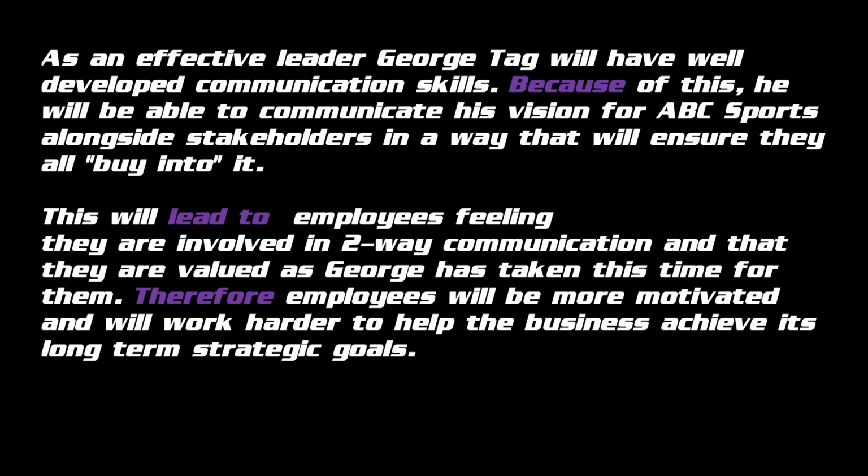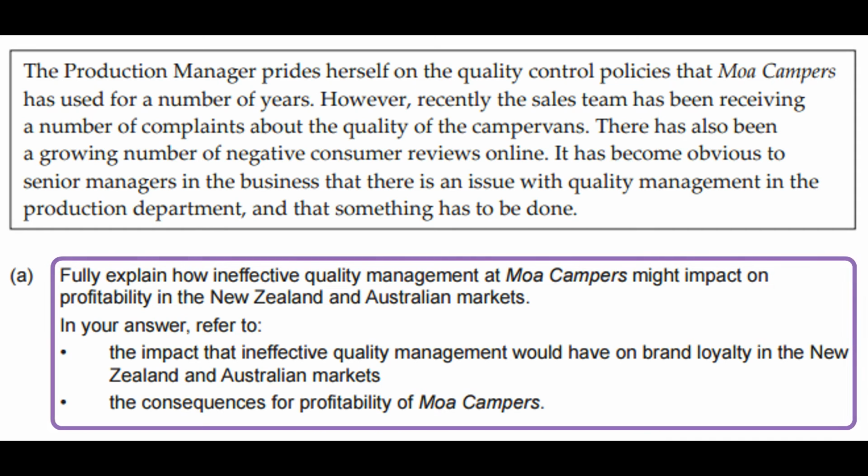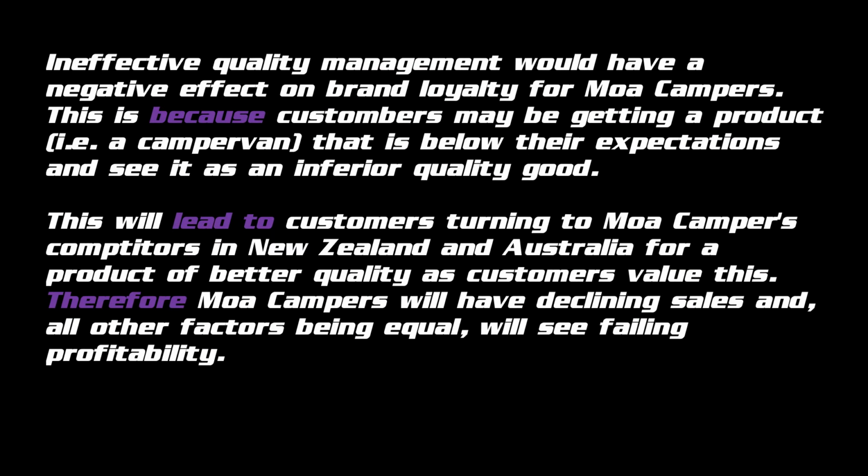Then I might say, this will lead to employees feeling they are involved in two-way communication and that they are valued as George has taken time for them. Therefore, employees will be more motivated and will work harder to help the business achieve its long-term strategic goals. Fully explained. And our final 2015 example comes from the Level 3 Business Studies exam, 91379, Achievement Standard 3.1. It says, fully explain how ineffective quality management at Moa Campervans might impact on the profitability in the New Zealand and Australian markets. Our example might look like this.